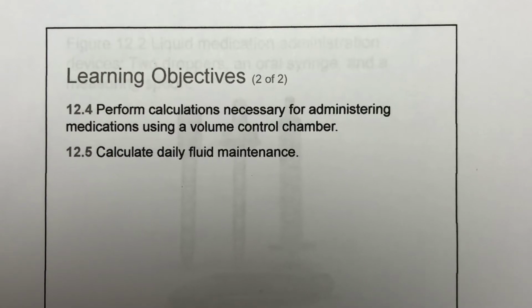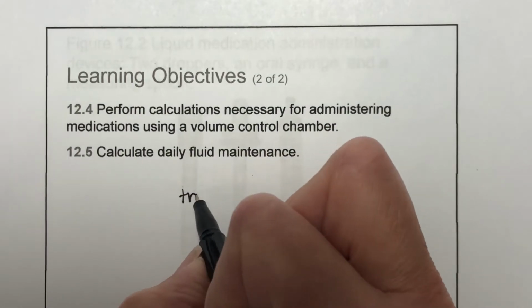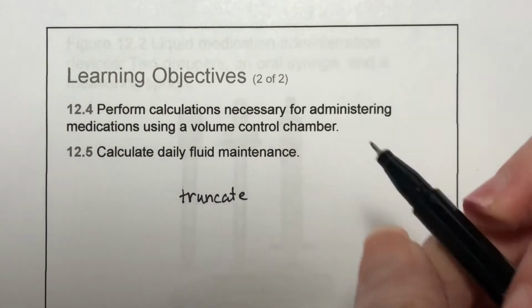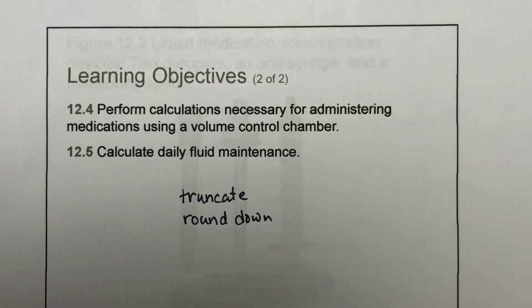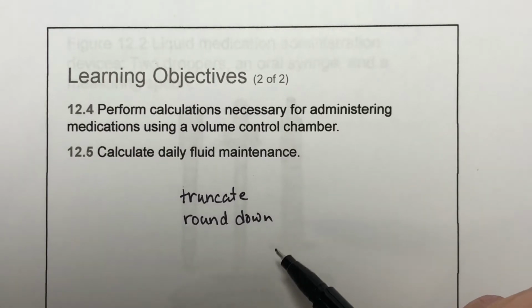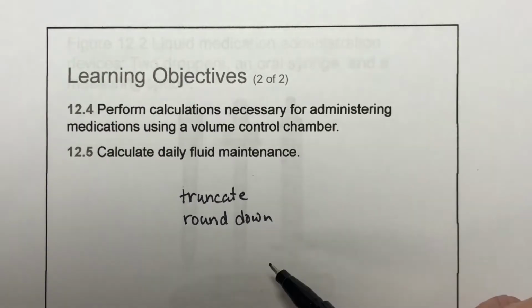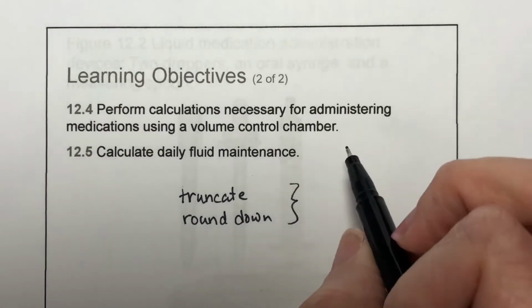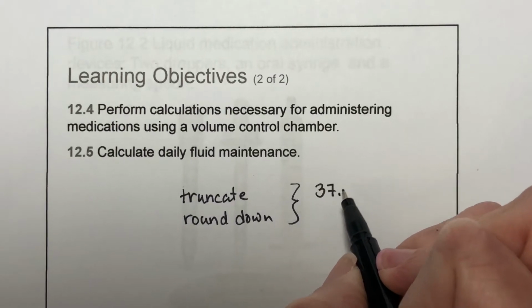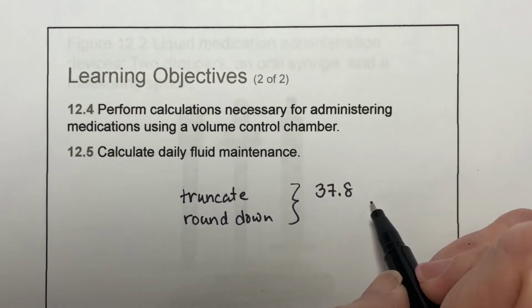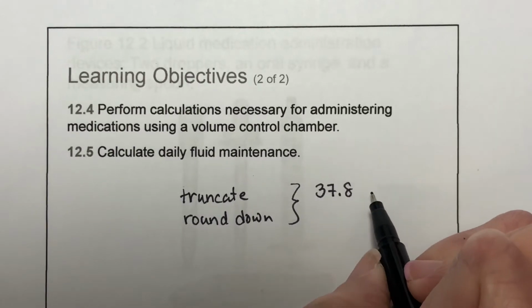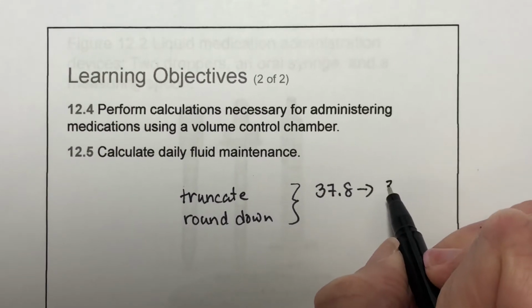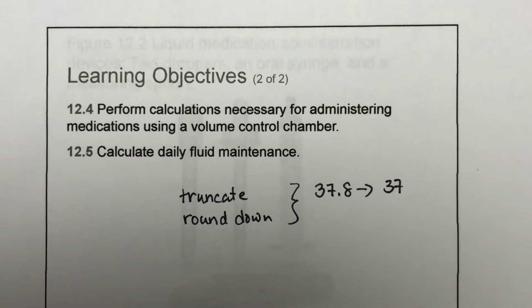Something else to remember is that most often, but not always, we're going to truncate or round down every time. Remember in chapter 1 we talked about rounding off, which was normal rounding, and then there was rounding down. So what this means is if you get, for example, 37.8, whereas if you were normally rounding off, we would bump up to 38 because this is larger than 5, here we're going to go down to 37. This happens almost all the time.